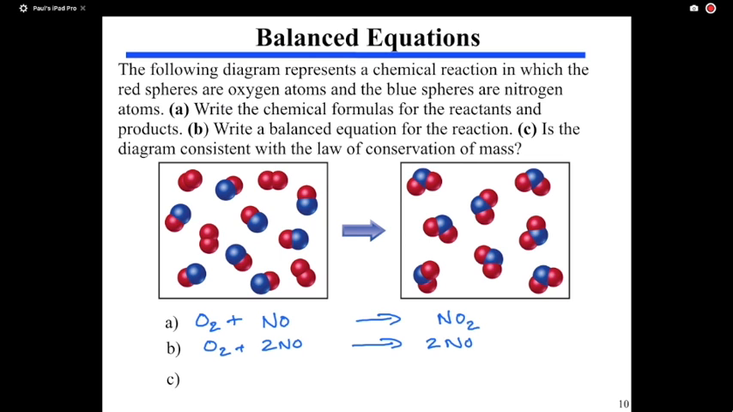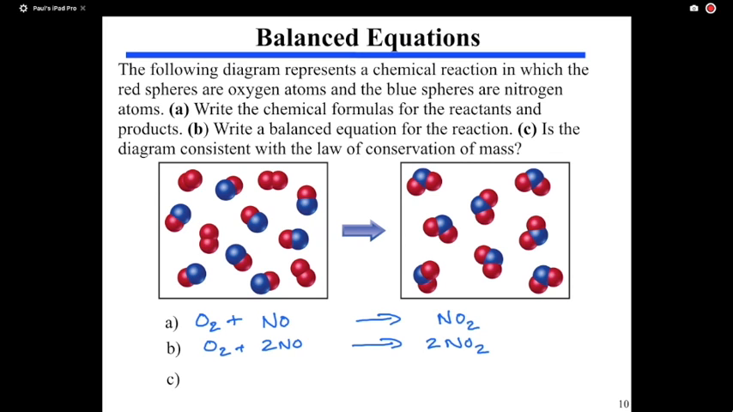Now look at my reaction. How many nitrogens are on this side, represented here? 2. How many nitrogens? 2. How many oxygens are represented here, the way I have written this? 4. How many here? 2. And how many here? 2 plus 2 is? Oh, get out your iPhones. We'll get this done. So everything is balanced.